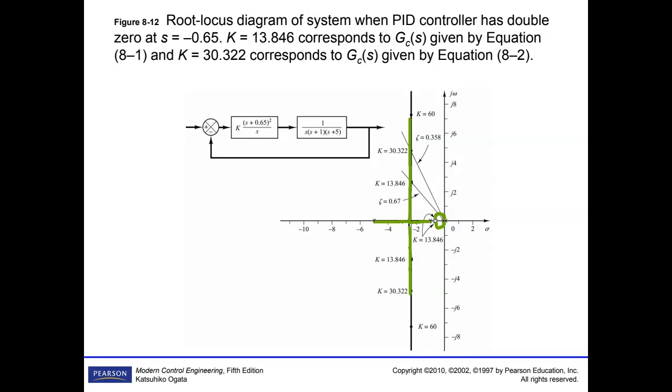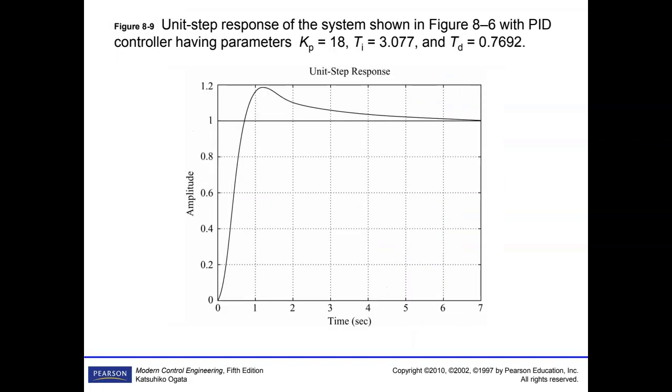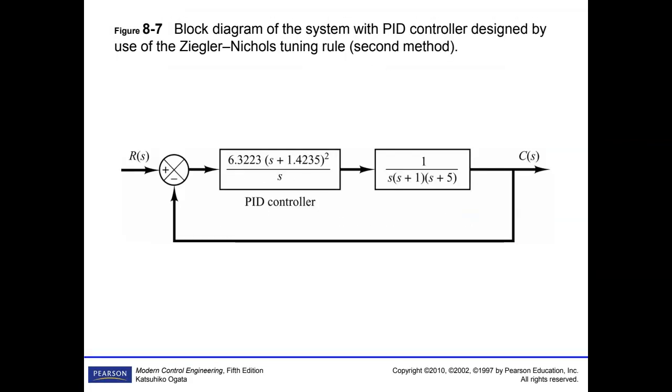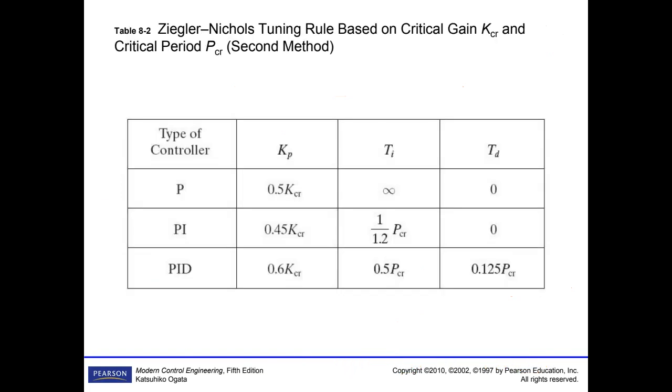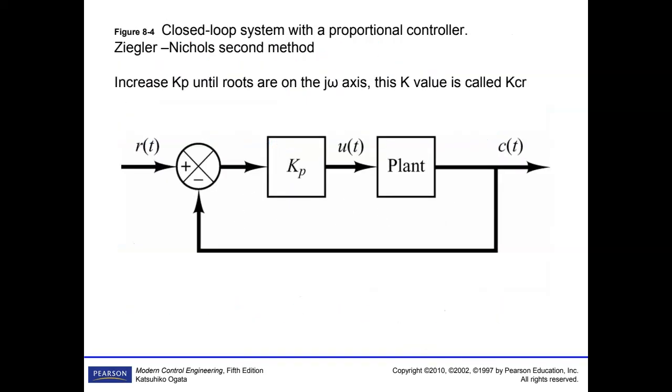Now for PID, the second method, I'm just going to review. For the second method, we obtain the oscillation point. At the oscillation point, we increase K, and when the roots are crossing the j omega axis, we obtain KCR first. And then we also measure the PCR.